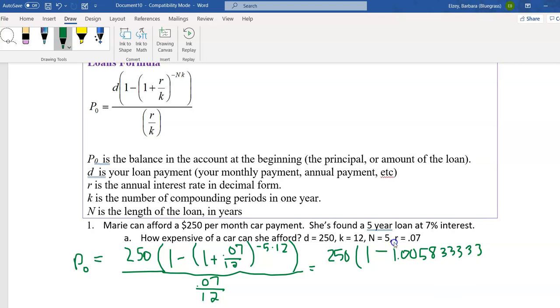Now remember, just like before, we want to keep as many decimals as we can. And then let's multiply. Negative 5 times 12 is negative 60th power. And then close those parentheses. Alright, now we can do the bottom. And remember in the last one that R over K was really the same as this right here. So if you think of the 1 not being there, the R over K is really going to give us 0.005833.